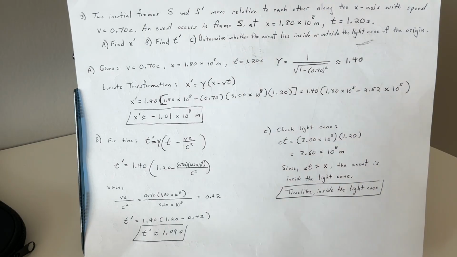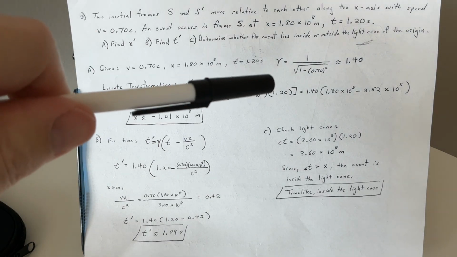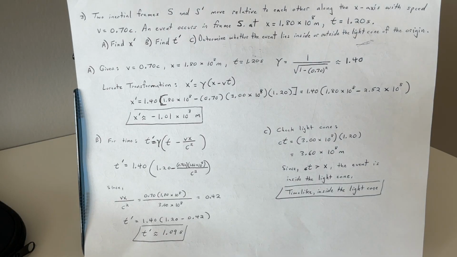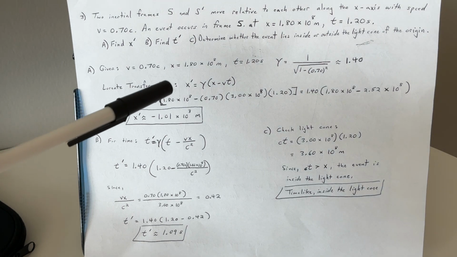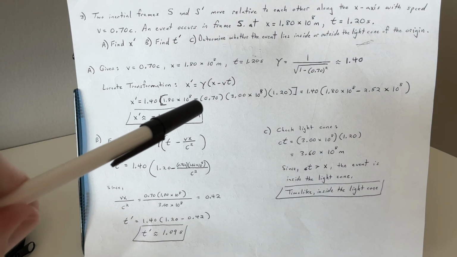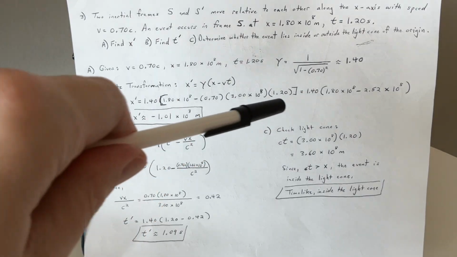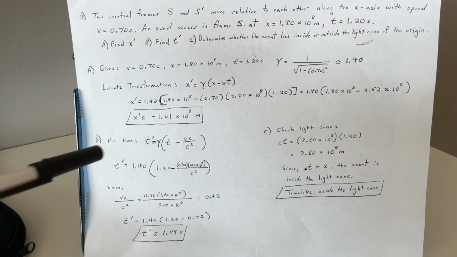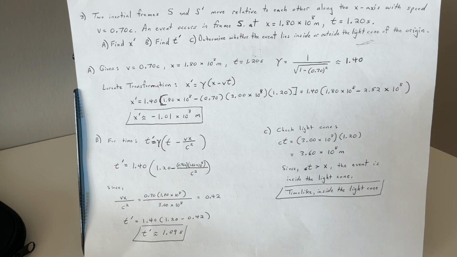So, finding x prime, let's take a look at what we're given here. v equals 0.70 c, x equals 1.80 times 10 to the 8th, t equals 1.20 s. We can get the Lorentz factor, gamma equals 1 over the square root of 1 minus 7/10 squared. That comes out to 1.40. Employing the Lorentz transformation, x prime equals gamma times the quantity x minus vt. Substituting our values and computing, x prime is approximately negative 1.01 times 10 to the 8th meters.